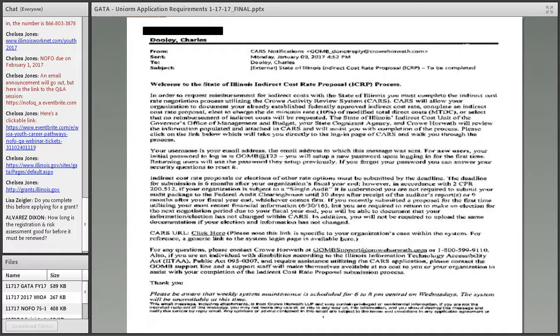And like I said, technical assistance information is available on the GATA website if you want to review that beforehand. The templates and forms are also available on the GATA website. So this is just the email invitation that you'll get to log on to the CARS system only after your fiscal risk assessment is accepted.